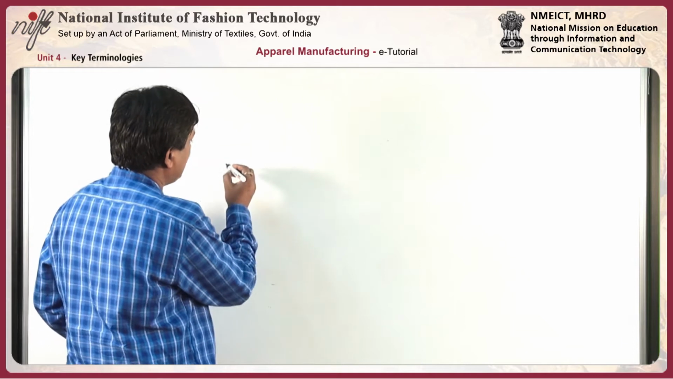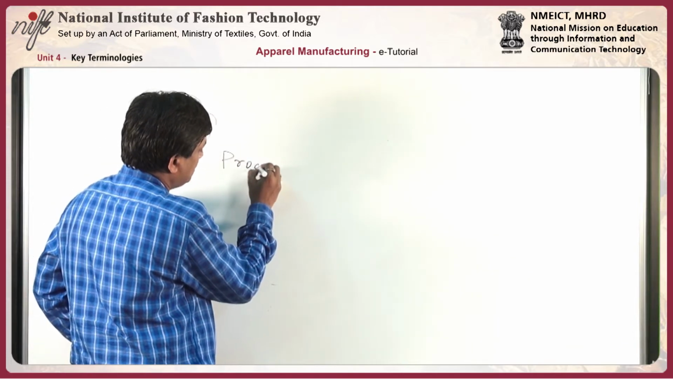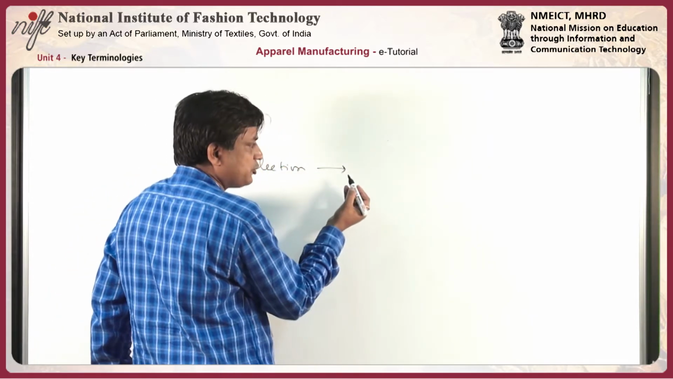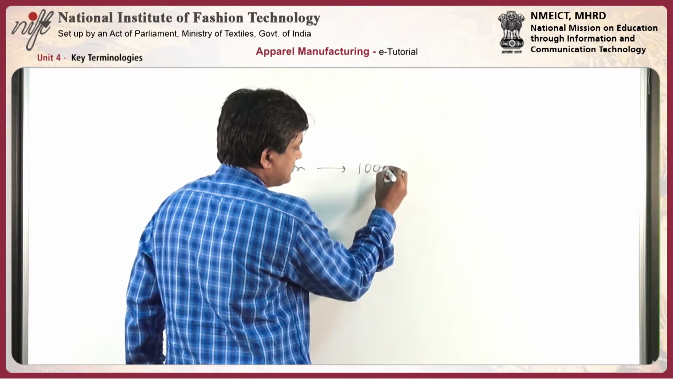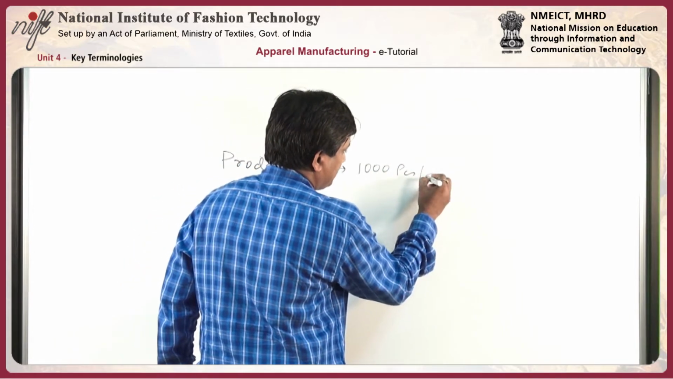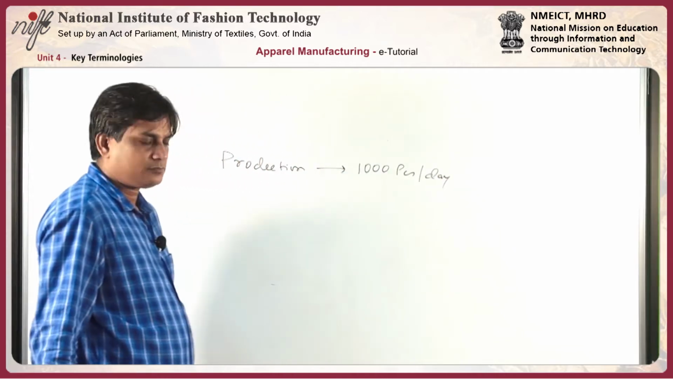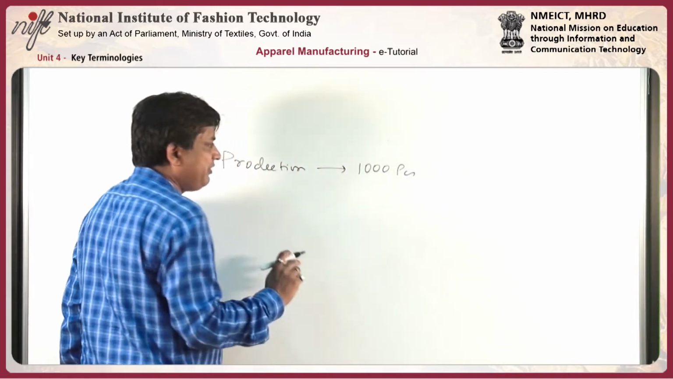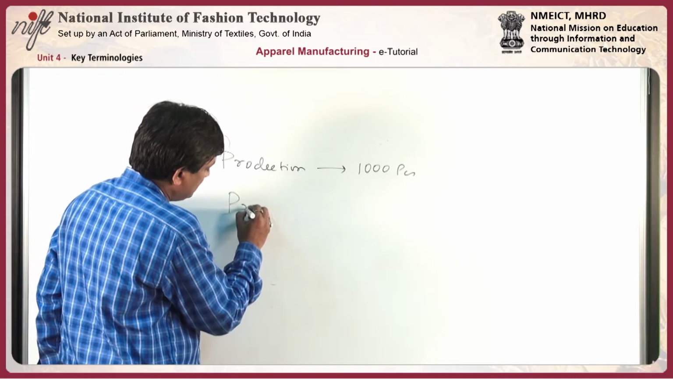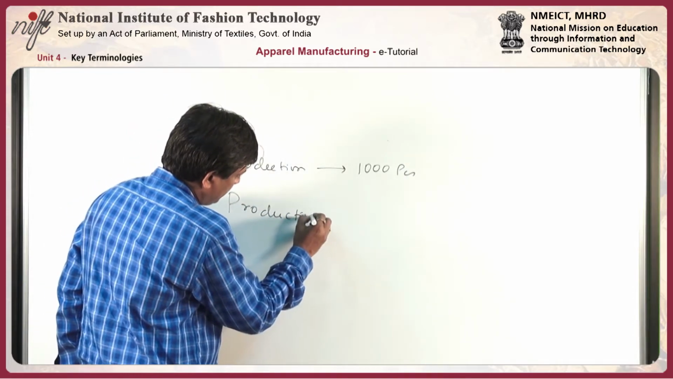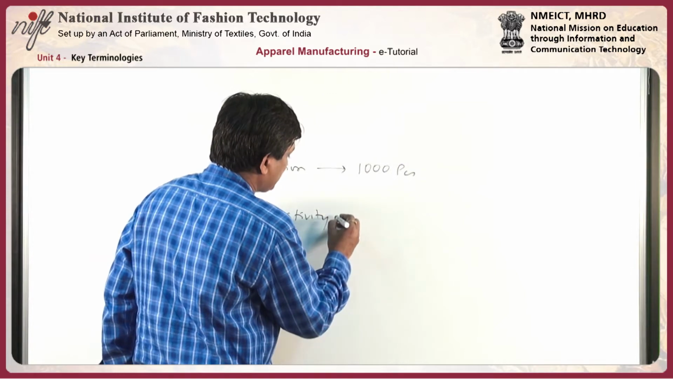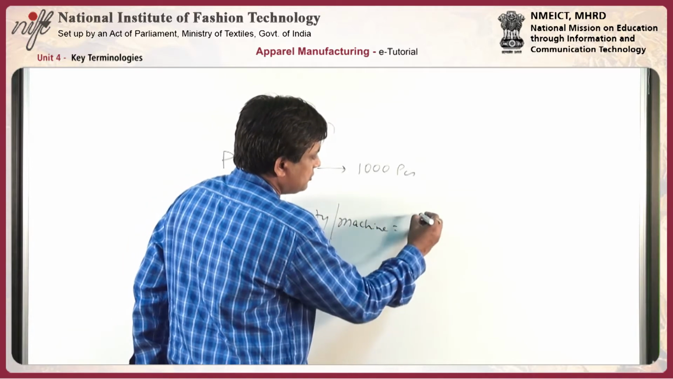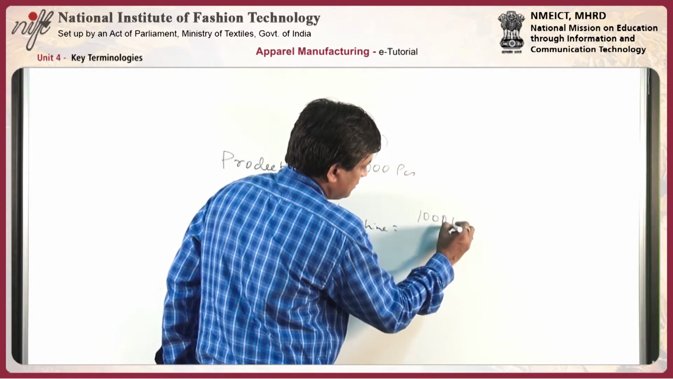So, we will take an example. Suppose a factory is producing 1000 pieces in a day. So, the daily production of the factory is 1000 pieces. Now, we have to calculate the productivity of the factory in terms of productivity per machine. Per machine productivity we want to calculate. So, 1000 pieces is the production.